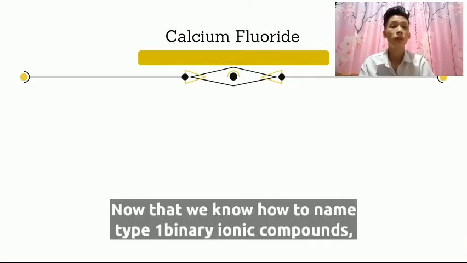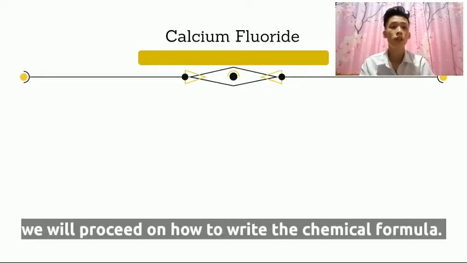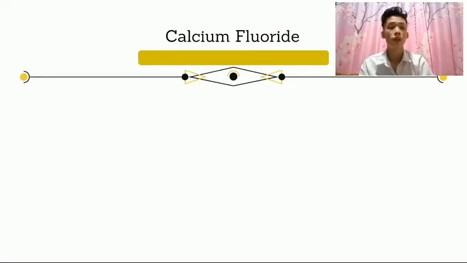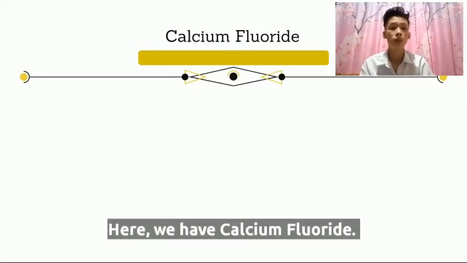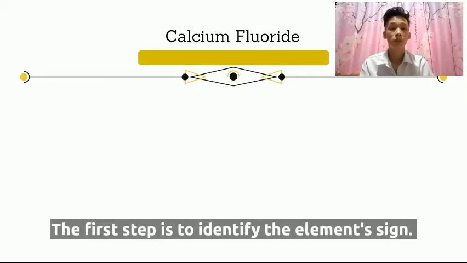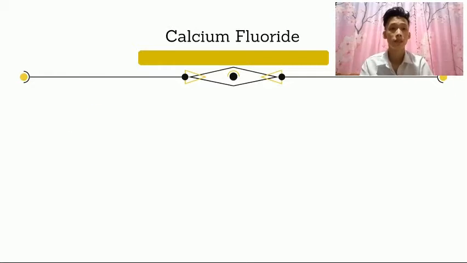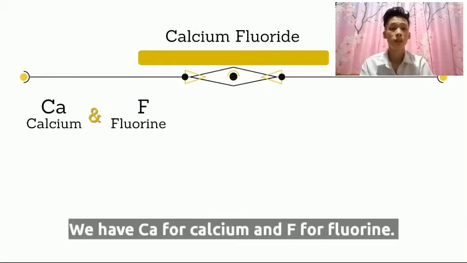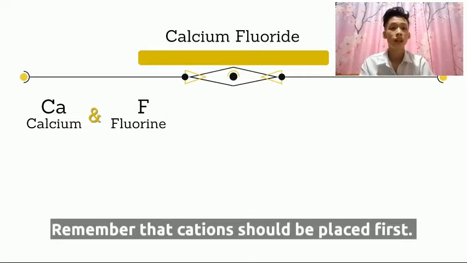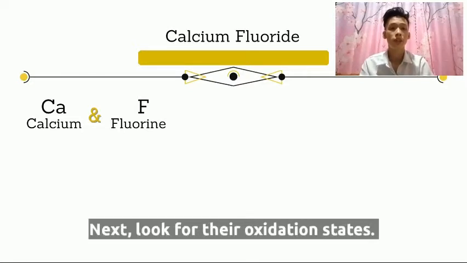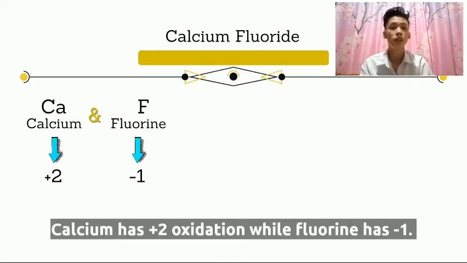Now that we know how to name type 1 binary ionic compounds, we will proceed to how to write the chemical formula. Here, we have calcium fluoride. The first step is to identify the element symbols. We have Ca for calcium and F for fluorine. Remember that the cation should be placed first. Next, look for their oxidation states. Calcium has positive 2 oxidation while fluorine has negative 1.